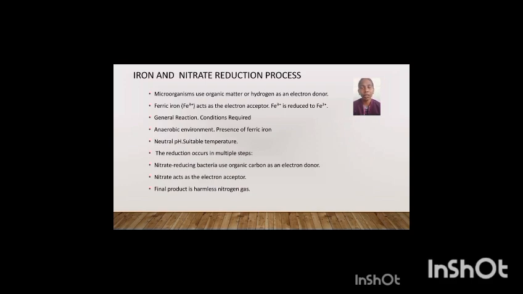The nitrate reduction process: nitrate reducing bacteria use organic carbon as an electron donor, and nitrate acts as the electron acceptor. The final product is harmless nitrogen gas.